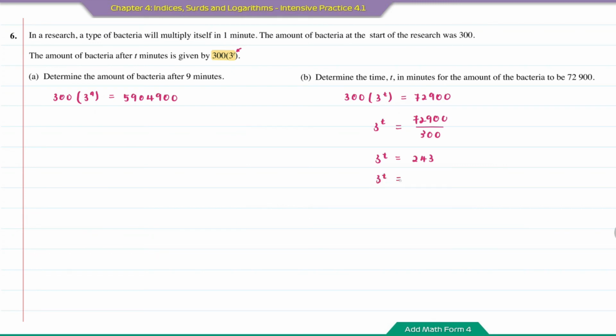Now 243, you can change it to the number in base 3, which is equal to 3 to the power of 5. Now we can just compare the power as both sides are equal to each other with the same base. Therefore, t is equal to 5. So it will take 5 minutes for the amount of bacteria to be 72,900.